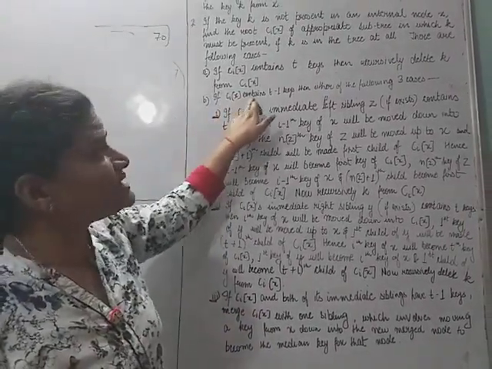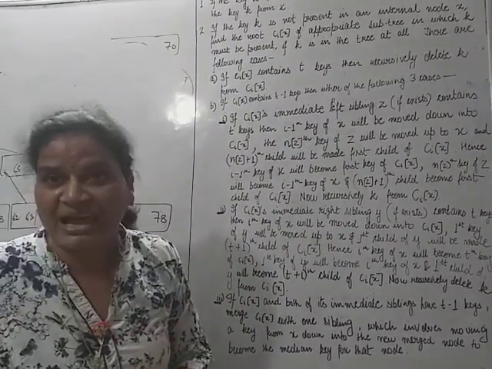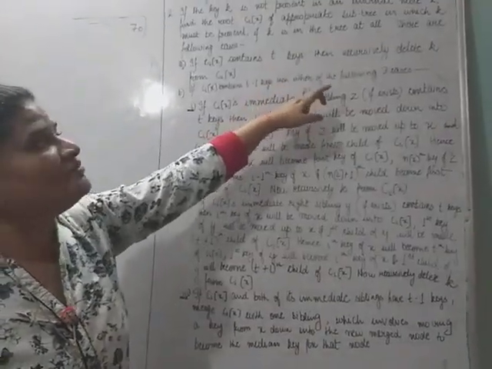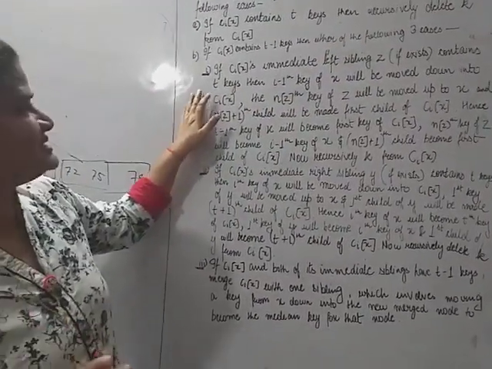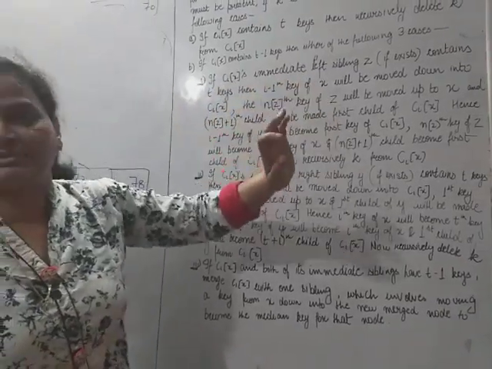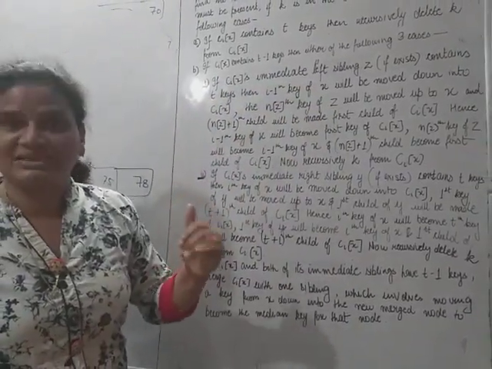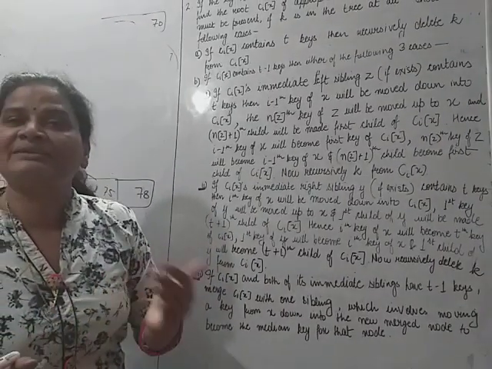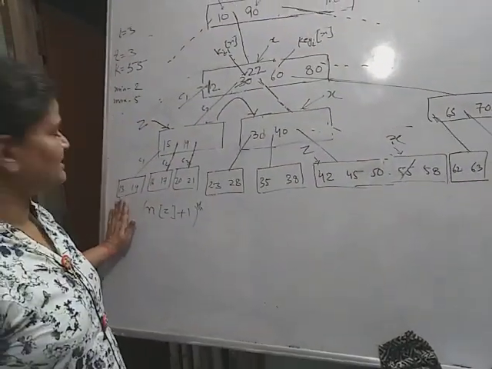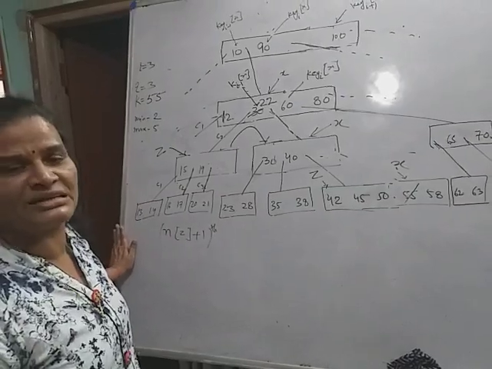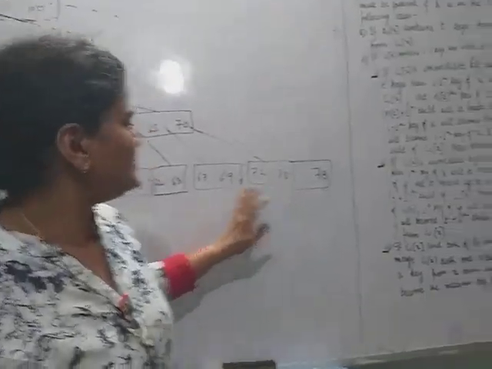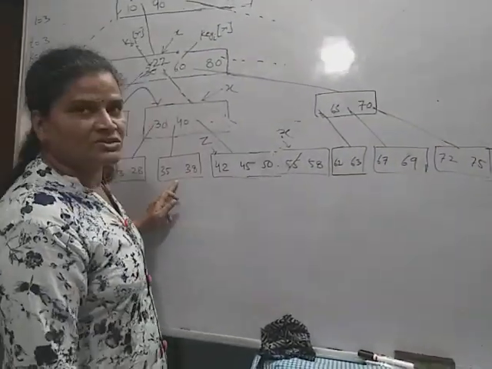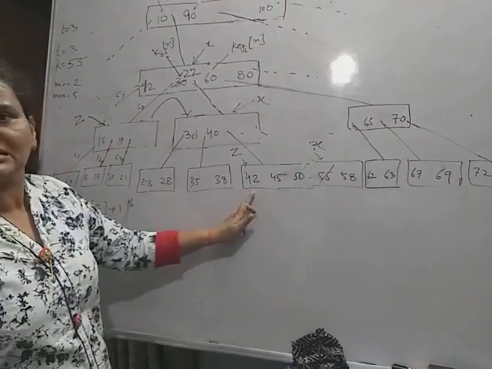The second case: if CIX contains T minus 1 keys, as I have discussed, then one of the three cases will be executed depending on what you are considering. First check the immediate left sibling of CIX, if it exists. If it is the leftmost node, then the left sibling will not exist. For example, for this node, if this is the CIX, then its immediate left sibling doesn't exist. Likewise, if we consider this node, then its immediate right sibling doesn't exist. But for any intermediate node like this one, its immediate left sibling is this one and its right sibling is this one.